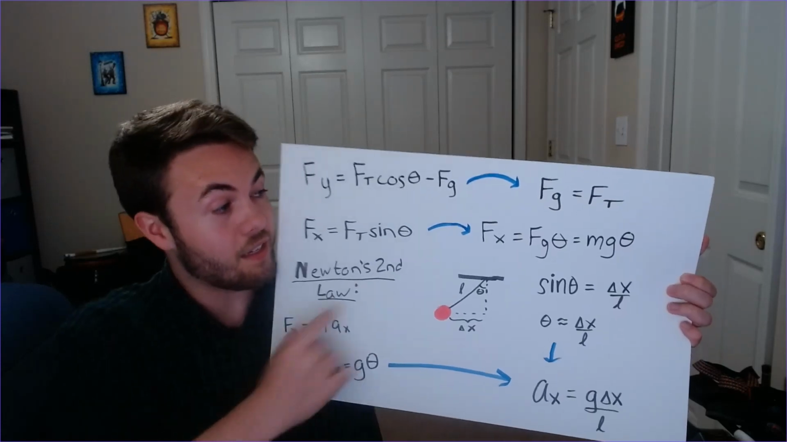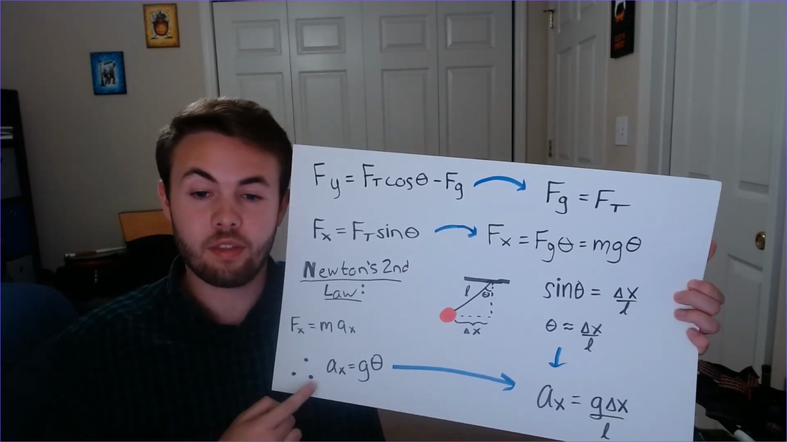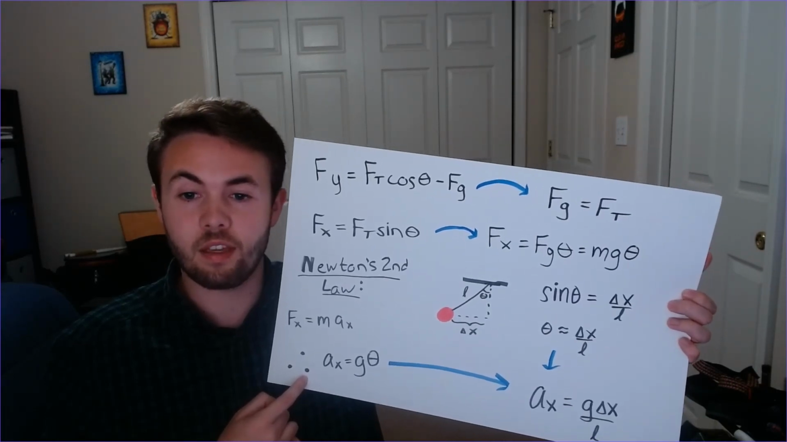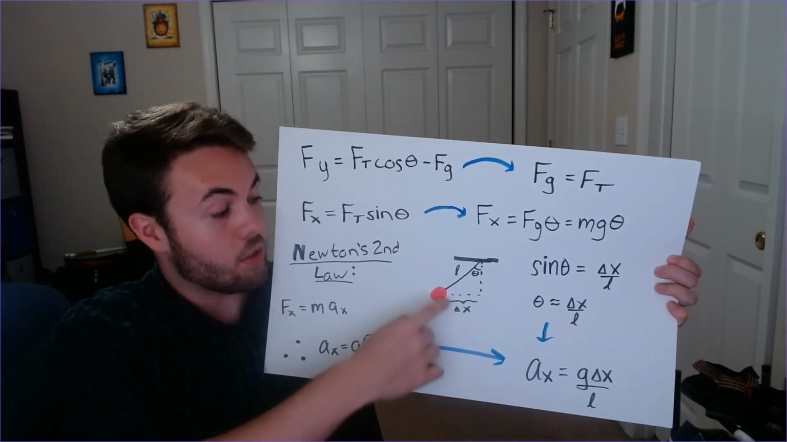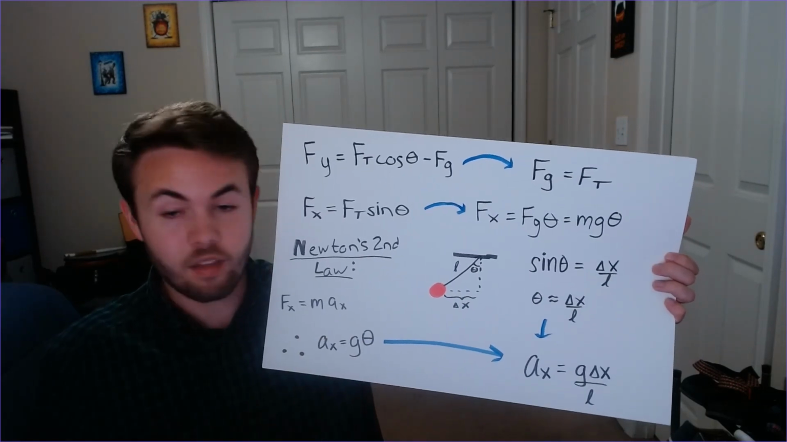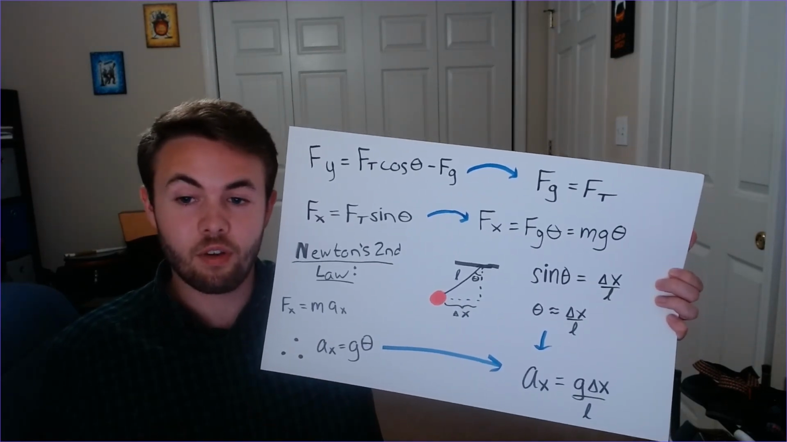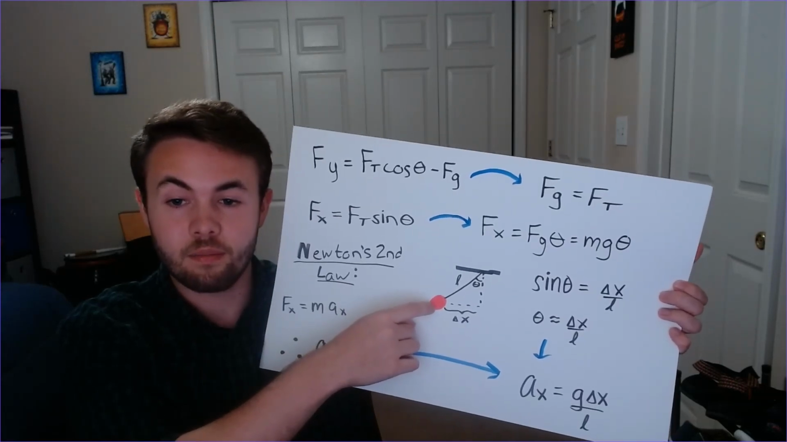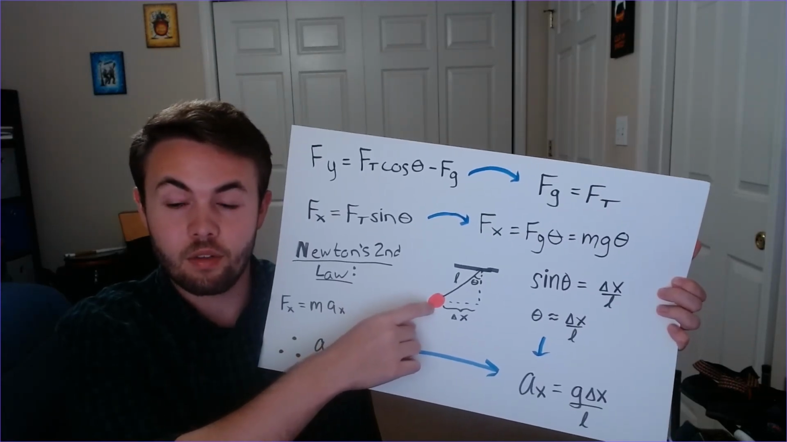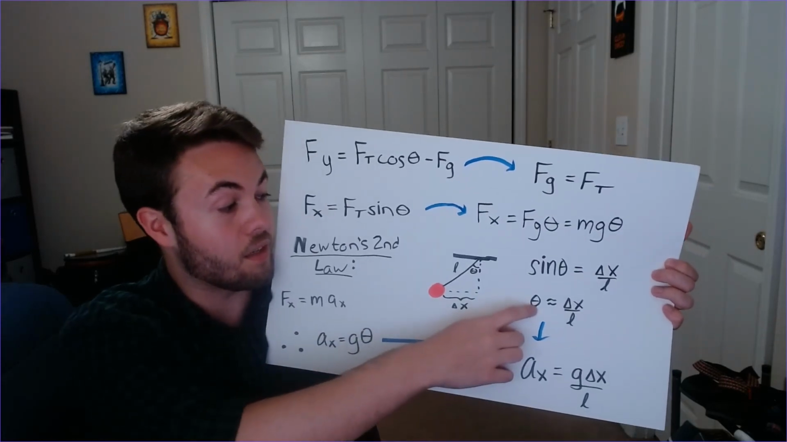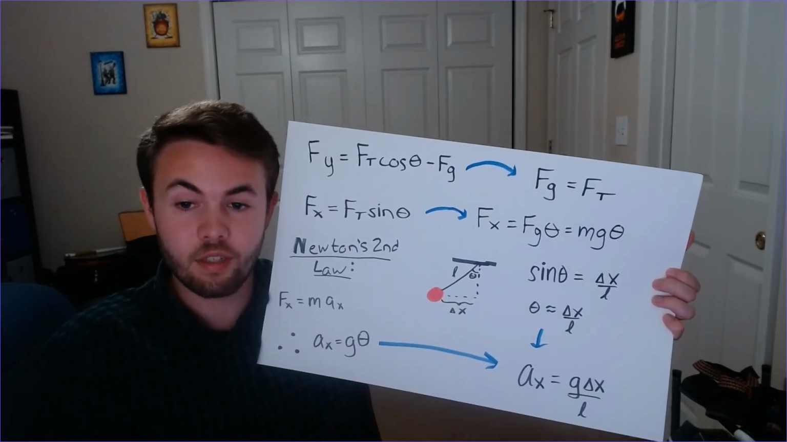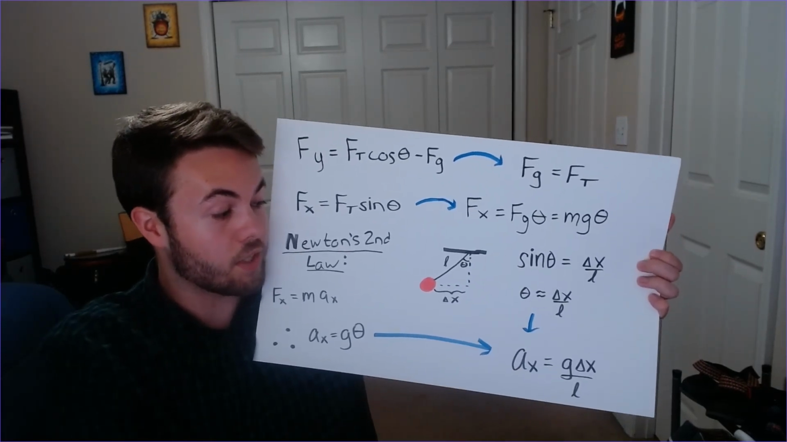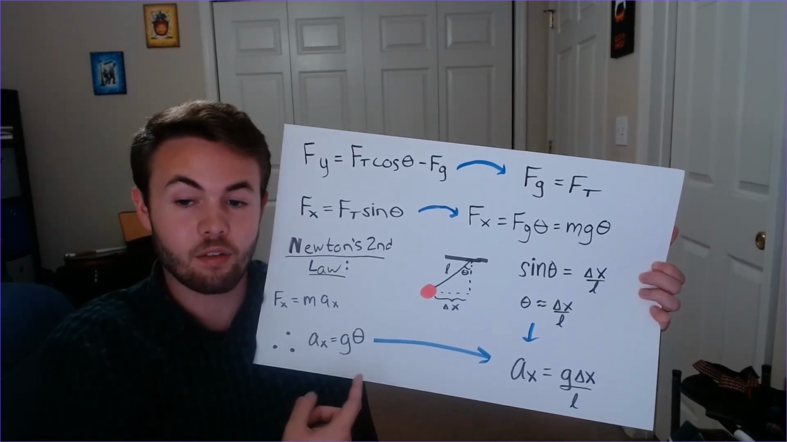We can take that and put them together to say that the acceleration in the x direction is equal to g, the gravitational constant, times theta. Looking at our original angle of the pendulum, we can see that sine theta is equal to delta x over L, where delta x is the movement in the x direction and L is the length of the string. Therefore, if we do the same approximation, we can say that theta is approximately equal to delta x over L, now making our a_x equal to the gravitational constant times the change in x over L.